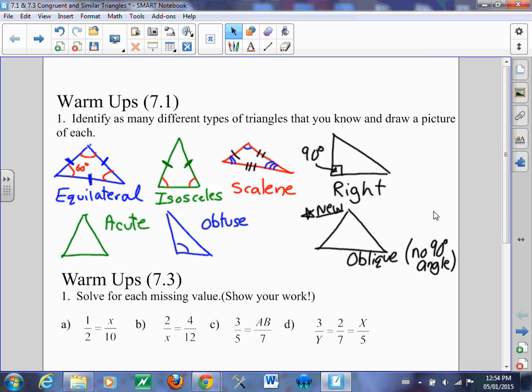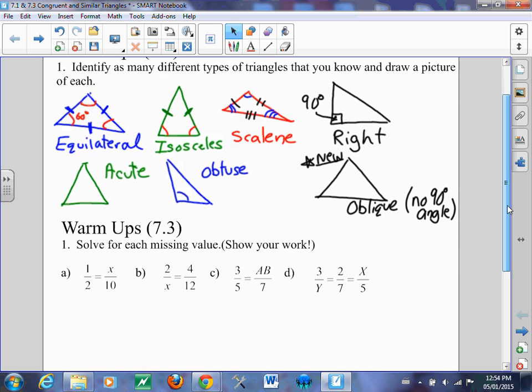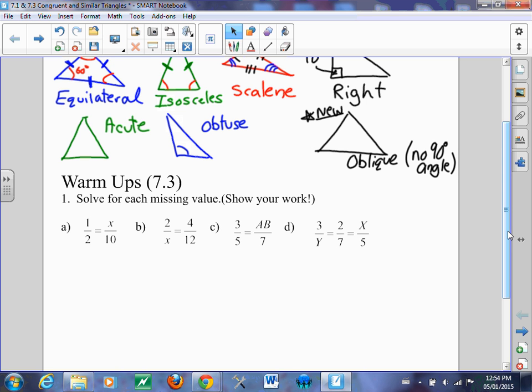All right, so that's the warm-up for 7.1, and 7.1 deals with congruent triangles. So we're going to take a look at that. 7.3, on the other hand, is what we call similar triangles, and similar triangles is going to be comparing one triangle to another. So we're going to have one ratio related to another, and we have to remember, how do we solve when we have what's called an equivalent ratio expression?